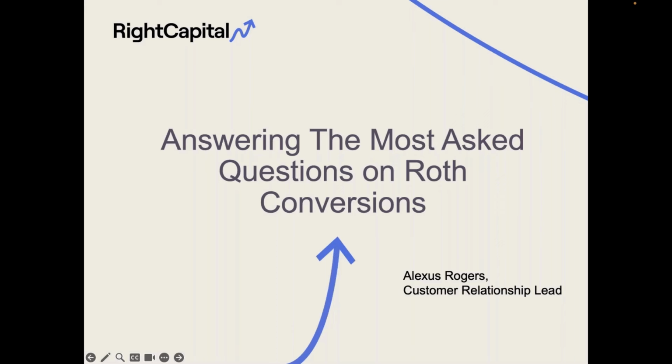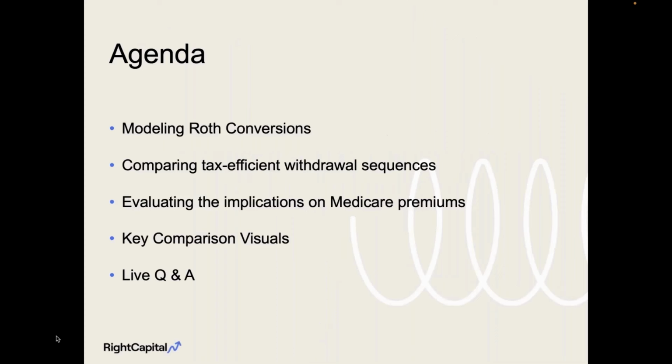And so today we're going to be walking through how to model Roth conversions in RightCapital, of course, what that looks like, and some of the key questions that can pop up when we're looking at modeling Roth conversions, as there's a couple different ways we can do so in the system. And we're also going to look at that big question that might be popping up currently, which is comparing different tax efficient withdrawal sequences for a client plan and what that looks like.